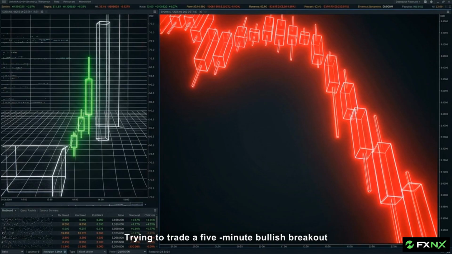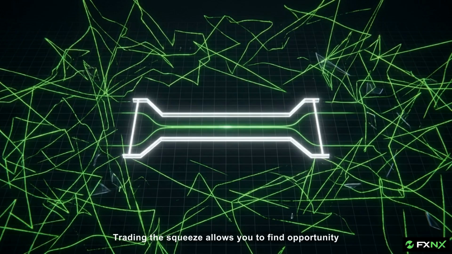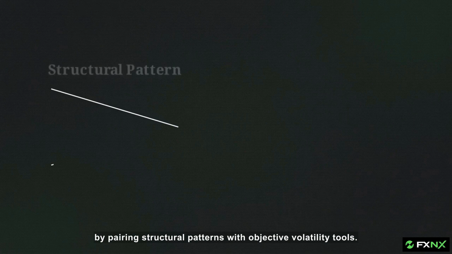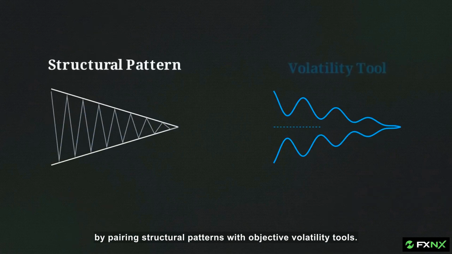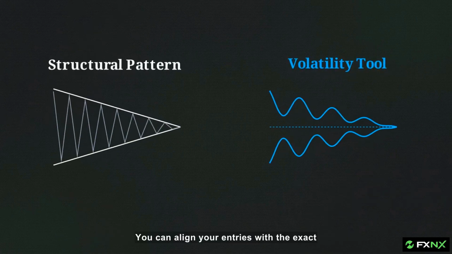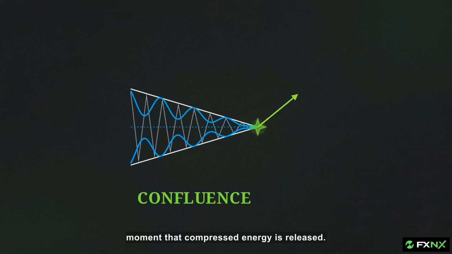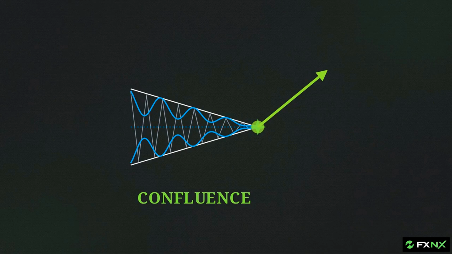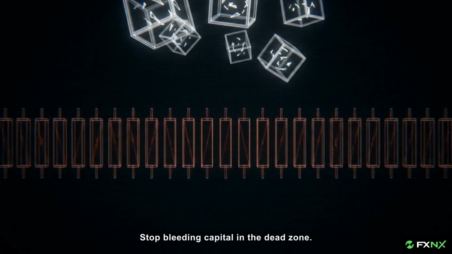Trying to trade a 5-minute bullish breakout directly against the heavy current of a massive weekly downtrend is a fatal error. Trading the squeeze allows you to find opportunity within the market's deepest indecision. By pairing structural patterns with objective volatility tools, you can align your entries with the exact moment that compressed energy is released. Stop bleeding capital in the dead zone.